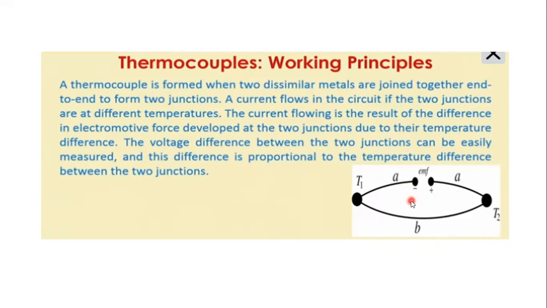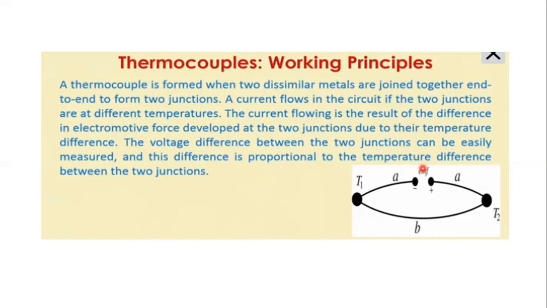So that means when two conductors of dissimilar metals A and B are joined together to form a loop, and two unequal temperatures T1 and T2 are provided at the two junctions J1 and J2, then when we connect an infinite resistance voltmeter across it, it will detect an electromotive force.